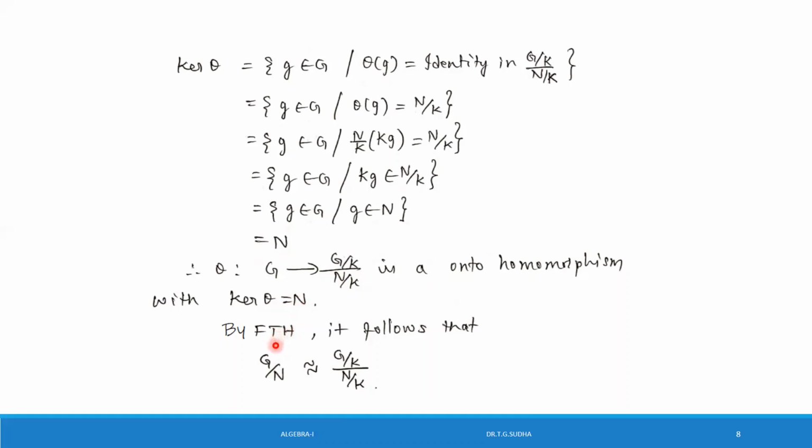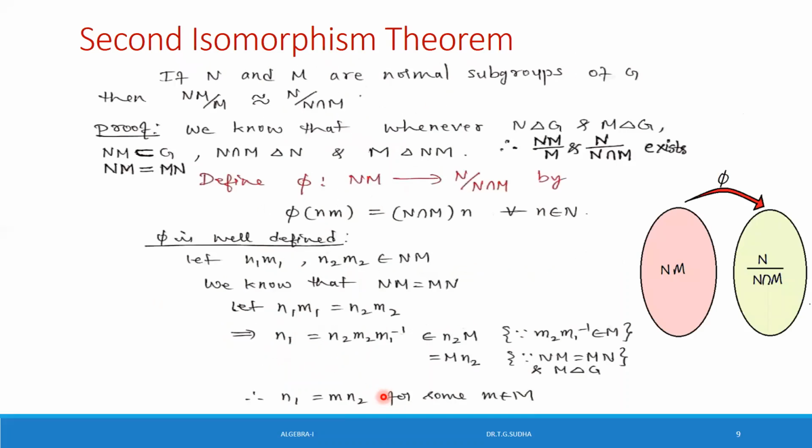Now, once again, using the fundamental theorem of homomorphism, it follows that G by the kernel, that is N, is isomorphic to the codomain G/K by N/K. Hence, it proves the first isomorphism theorem. Now, let us move on to the second isomorphism theorem.